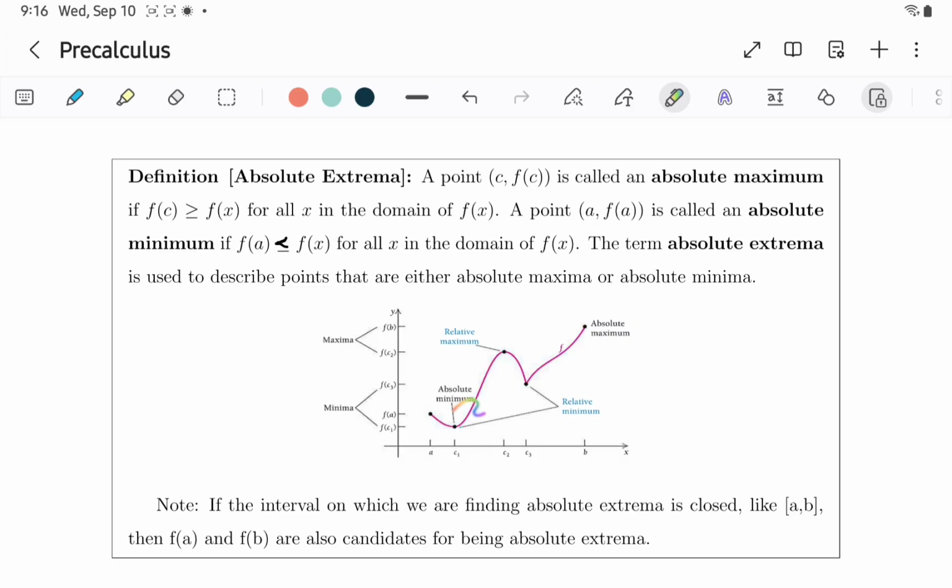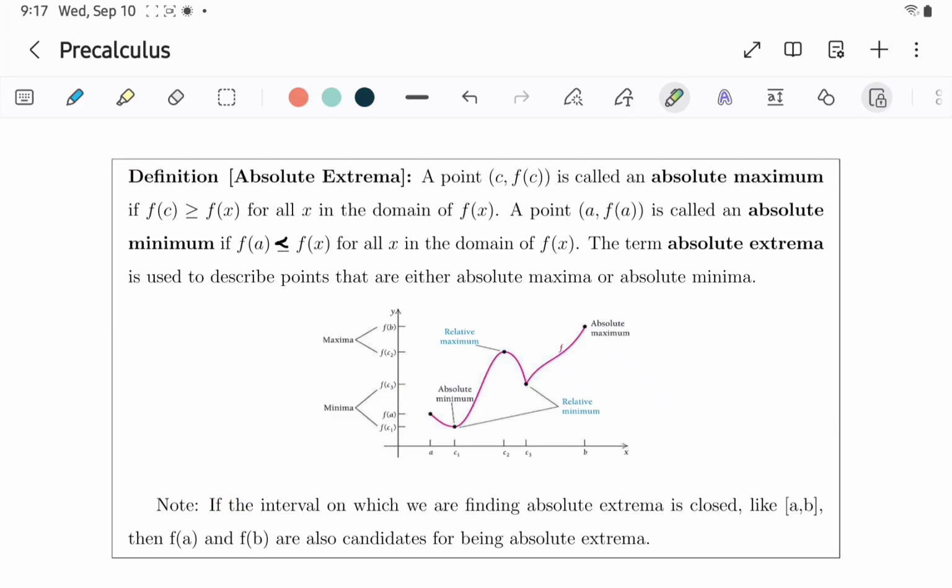And again, we have a figure. So this time our figure shows some relative extrema. So we have a new function f and its graph. And in this case, we have some relative extrema. We have a relative max here at c sub 2. We have a relative min here at c sub 3. But then we also have our absolute min here at c sub 1 and our absolute max here at b.